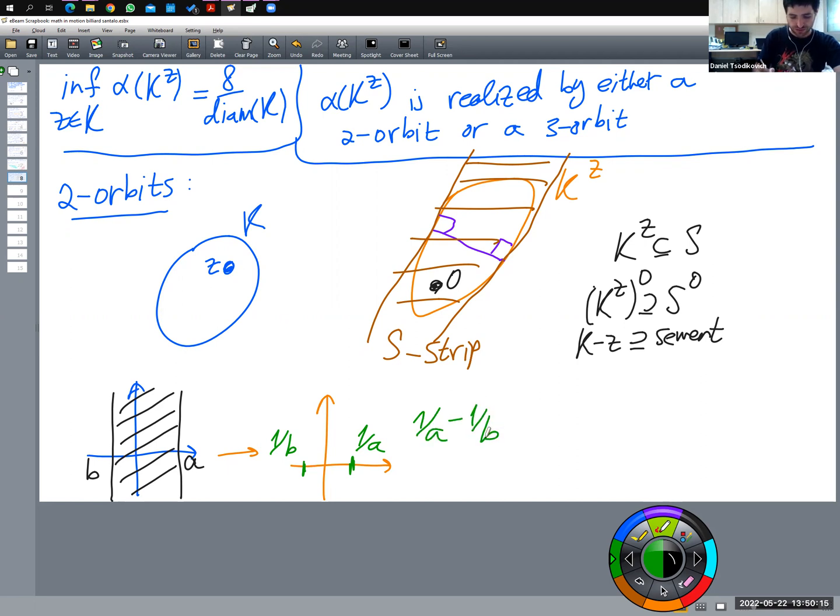And this means that if we know the width of a strip, we can say how long this interval can be. So in particular, the length of this segment is actually at most 4 over the width of a strip.